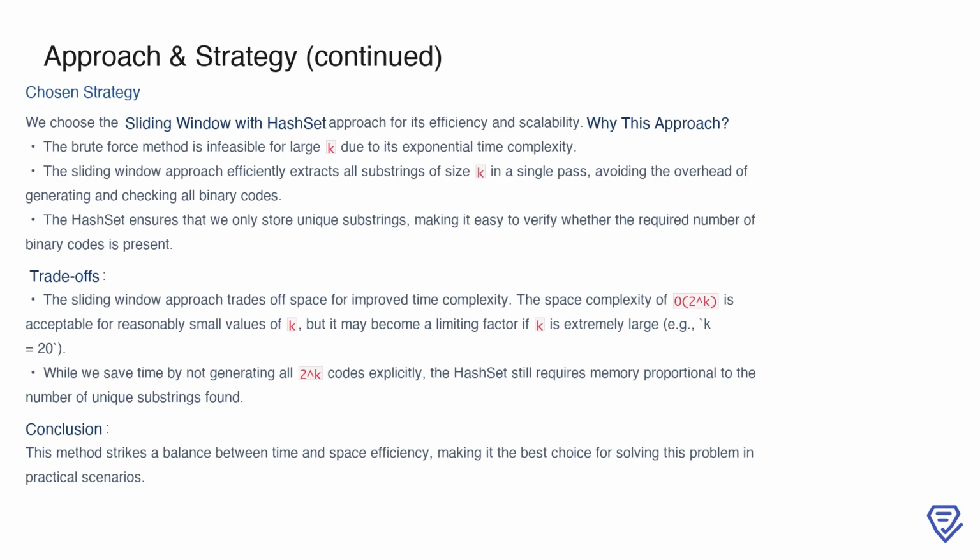The use of a hash set ensures that only unique substrings are stored, simplifying the task of verification. However, this method does trade off space for improved time efficiency, requiring O(2 to the power of k) space in the worst case. While this space complexity is manageable for reasonably small values of k, it may become a challenge for very large k, such as k equals 20. Still, for most practical scenarios, this method strikes an effective balance between time and space efficiency, making it the optimal choice for solving this problem.